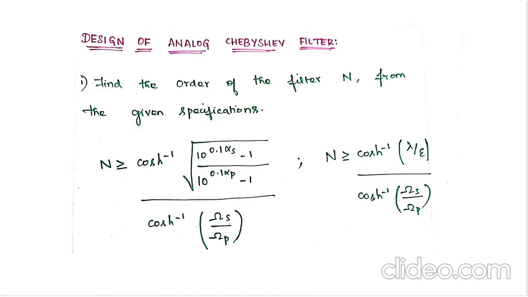Actually, when we are dealing with the Butterworth filter, we deal with two specifications. The first specification consists of alpha S, alpha P, omega S and omega P. I'll give the videos in the description box so that you can check it out. And the second specification consists of lambda, epsilon, omega S, and omega P.